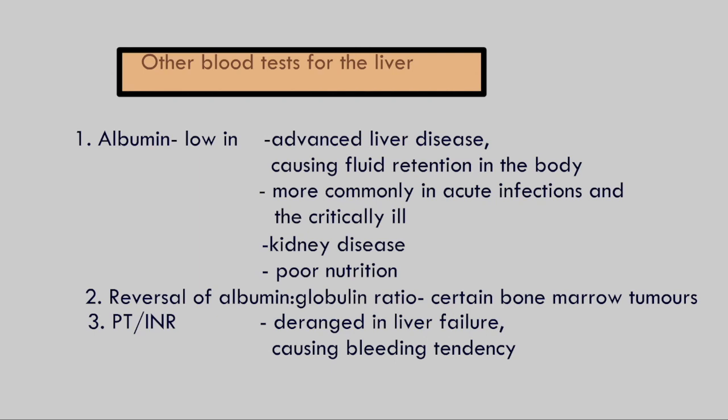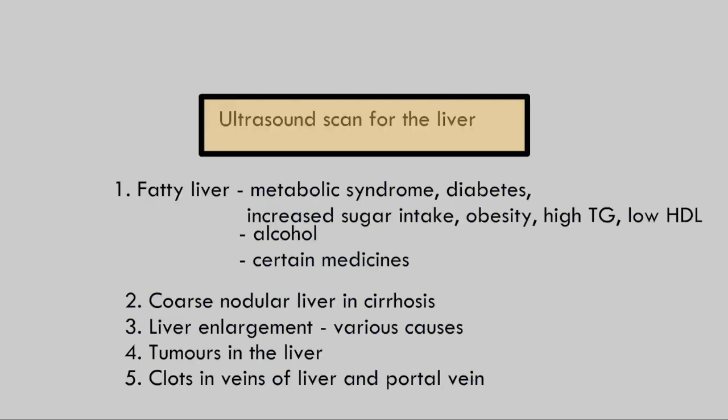Other blood tests for the liver include albumin, which is low in advanced liver disease causing fluid retention, more commonly in acute infections and in the critically ill. There is reversal of albumin globulin ratio in certain bone marrow tumors. PT-INR can be deranged, causing bleeding.